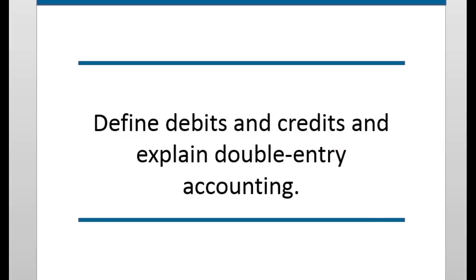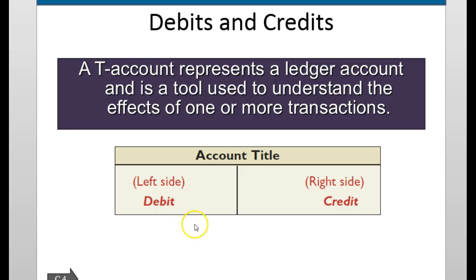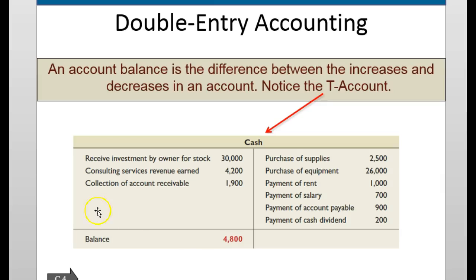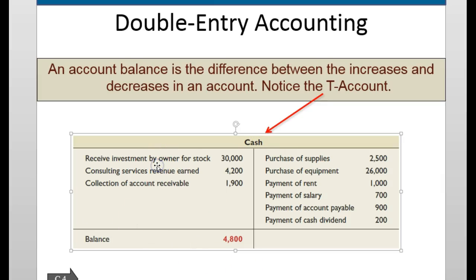So we're going to define those. I'll say it one more time. A T account represents the ledger account we've been playing with. So if you're looking at a T account, the left-hand side is a debit. The right-hand side is a credit. In a double entry system, if we were looking at cash, on the left-hand side, anything that increases cash is going to be recorded. Anything that decreases cash is going to be recorded on the right-hand side.